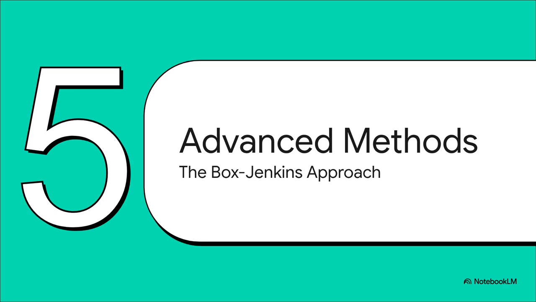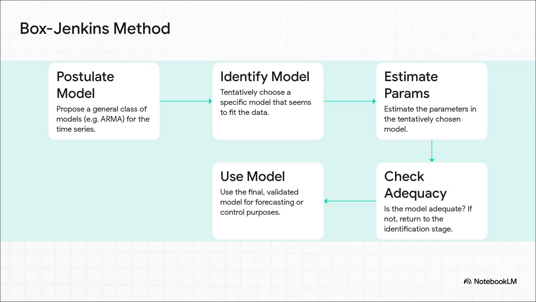But what if you need even more accuracy? What if you're dealing with a really complex situation? Well, there are other more advanced methods out there. Let's just take a quick peek at what the next level looks like. One of the big ones is called the Box-Jenkins methodology. Now, don't worry, we're not going to get bogged down in the heavy-duty math here.